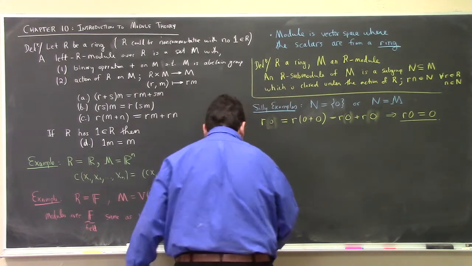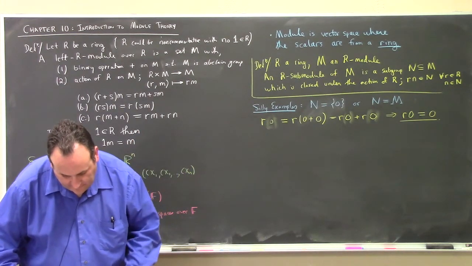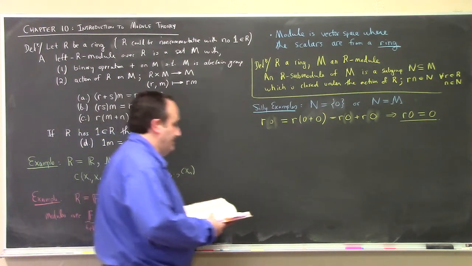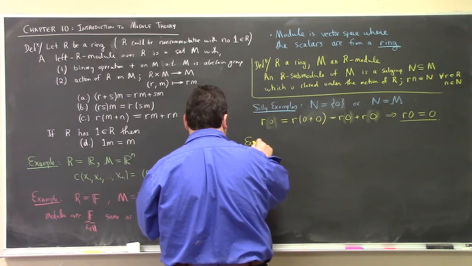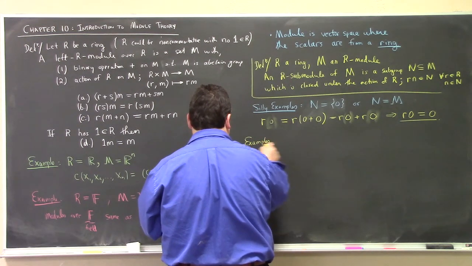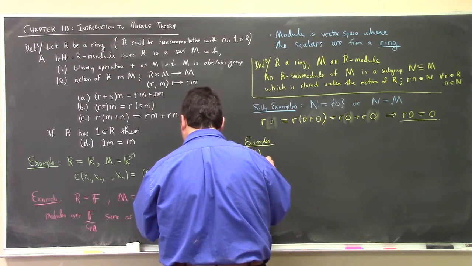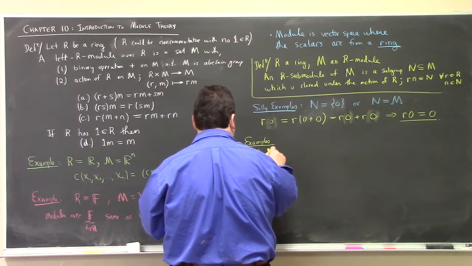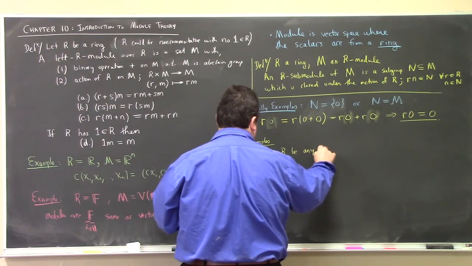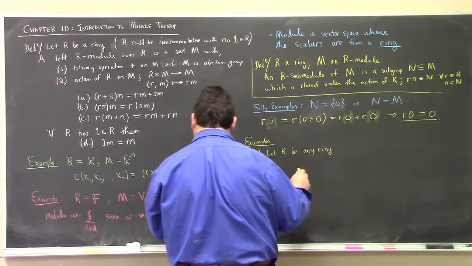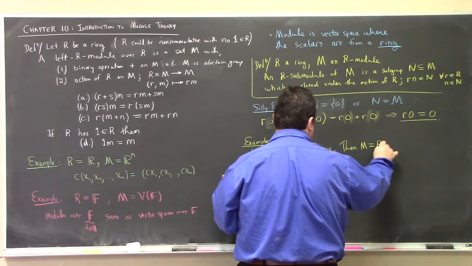So, all right, let's see here. So some examples then. Examples from Dummit and Foote, page 338. Example 1, he has: let R be any ring, and then M equals R gives a module.